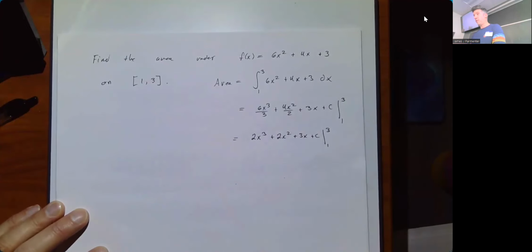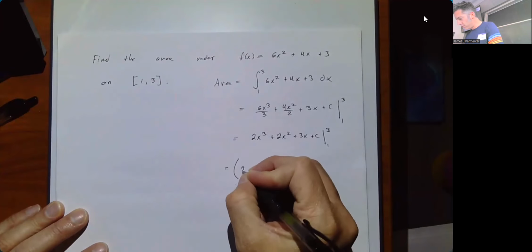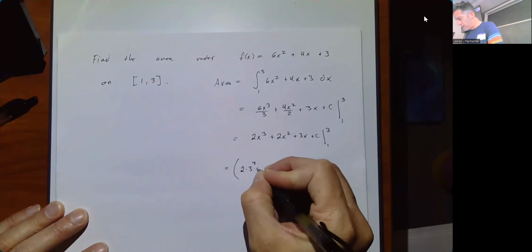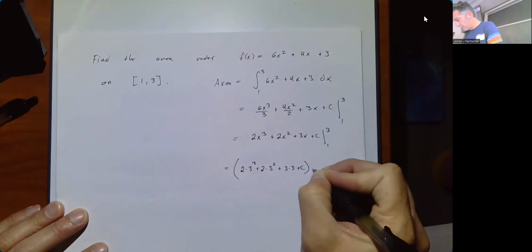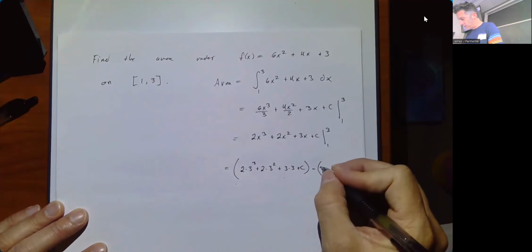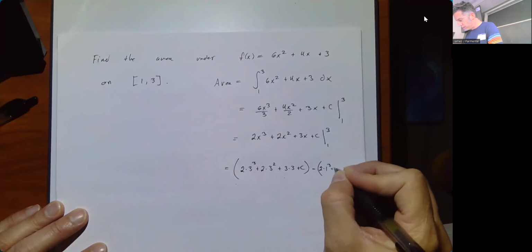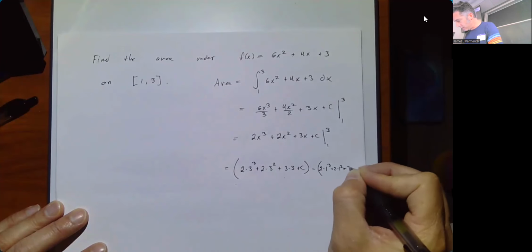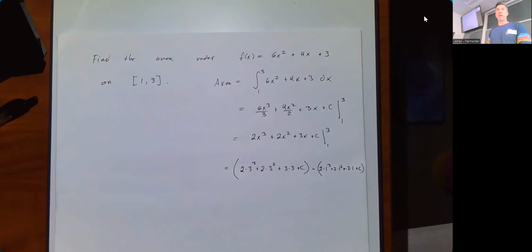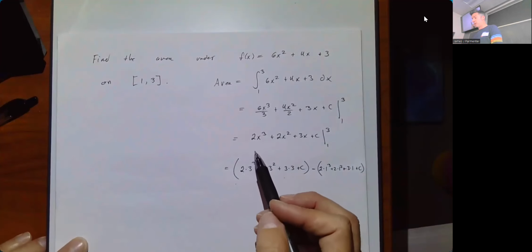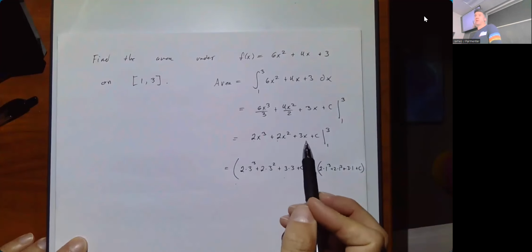And now I'm going to plug in which thing first? The 3. So I'm going to get 2 times 3 cubed plus 2 times 3 squared plus 3 times 3 plus c minus, then I'm going to plug in the 1. You get 2 times 1 cubed plus 2 times 1 squared plus 3 times 1 plus c. Now, it's kind of silly to show the work of plugging in the 1, because 1 to any power is 1, and whatever constant you have times that is still that constant. So I could have just said, I know when I plug in 1, I'm going to get 2 plus 2 plus 3 plus c.